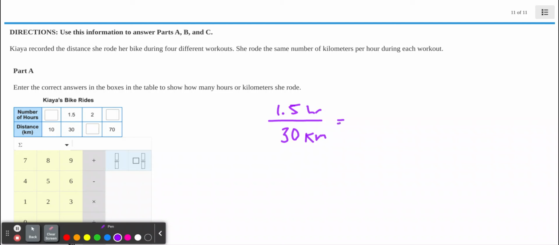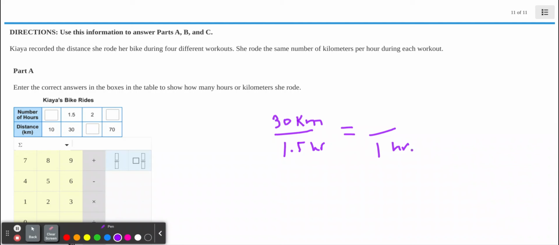Or if we wanted to switch this around, actually, when I write this in, I'm going to want to write it the other way because I want my kilometers up top, because we want to do kilometers per hour. So that's usually kind of the unit rate we're looking for. So we've got kilometers per hour, and we want to know how many for 1 hour. How many kilometers per 1 hour? That's going to give us our unit rate.